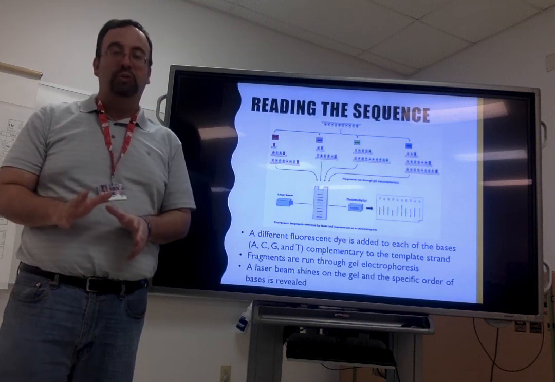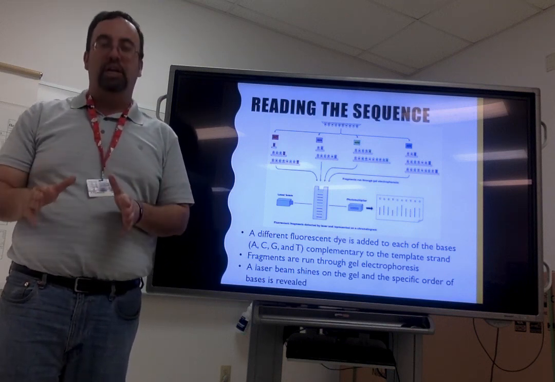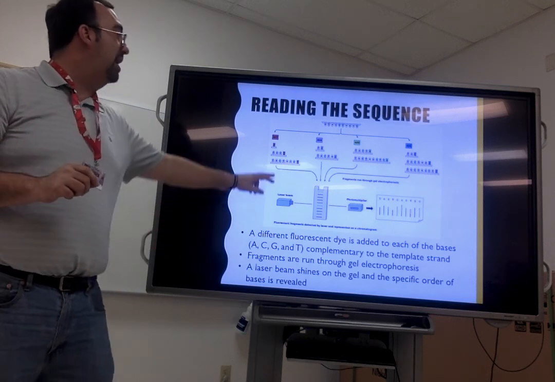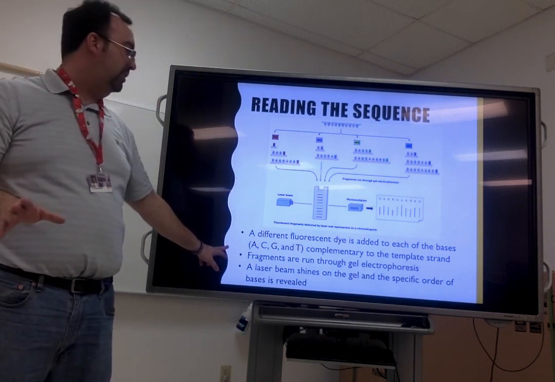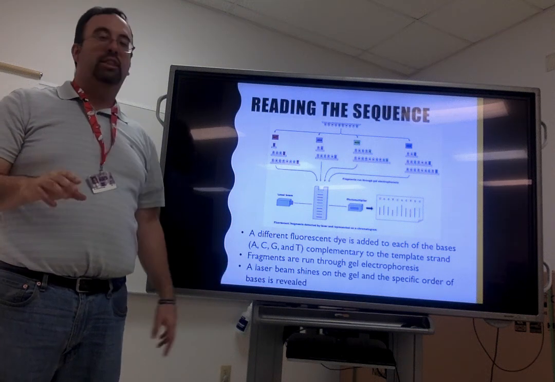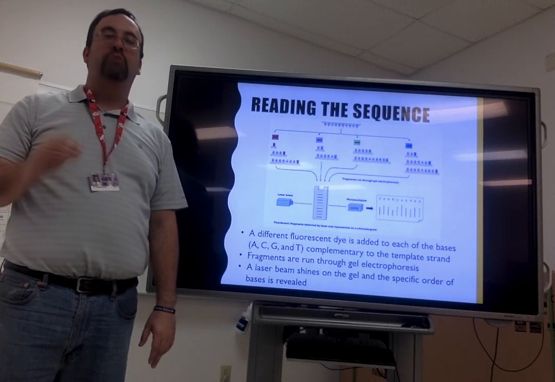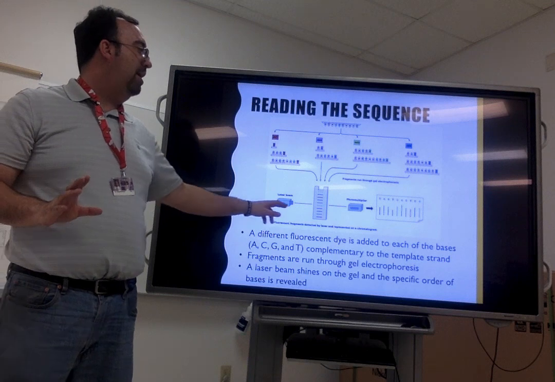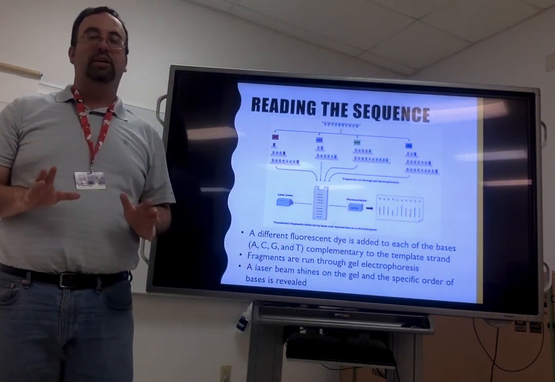So remember Chargaff's rules, A goes with T and C goes with G. And so we could use this to shine a light on the fragments after we run them through a gel electrophoresis. And then when we shine a laser beam on it, we can get the specific order of the bases using the different colored fluorescent dyes. And so a very, very clever way of deducing the specific DNA sequence that we're interested in.